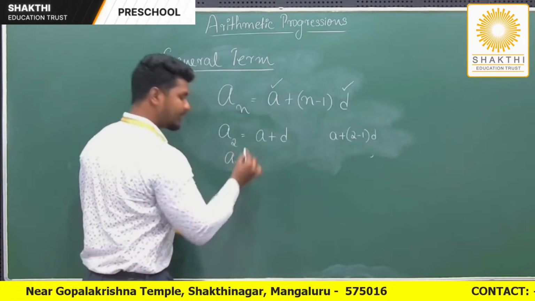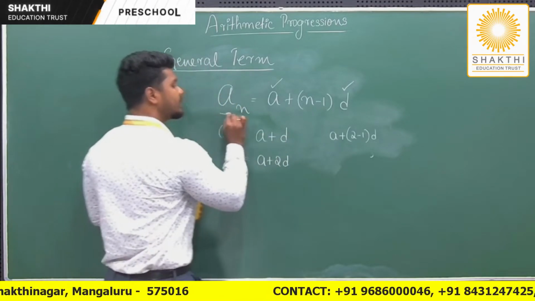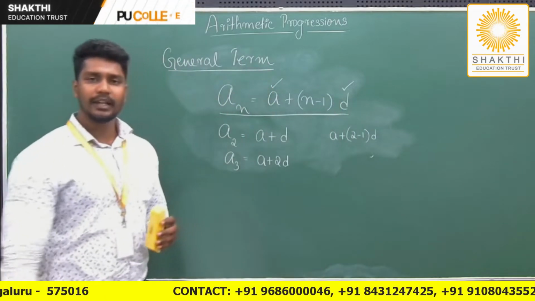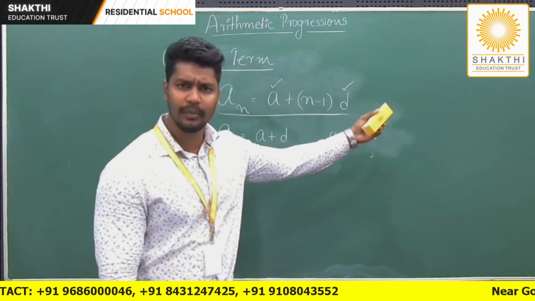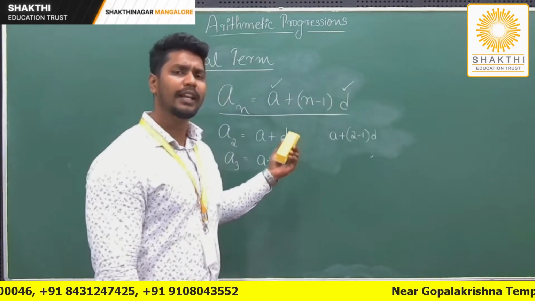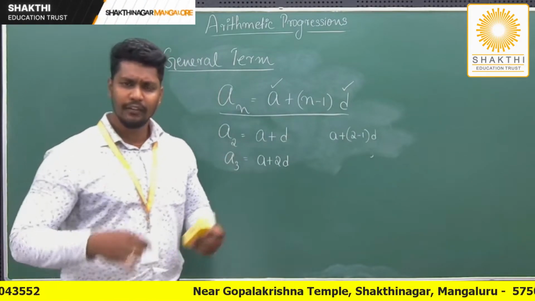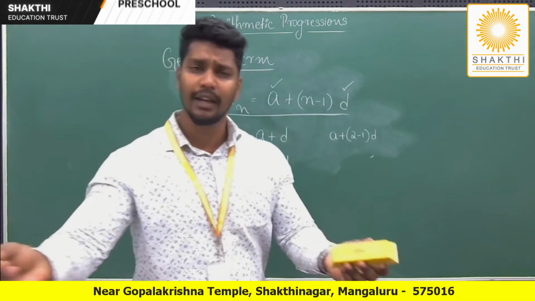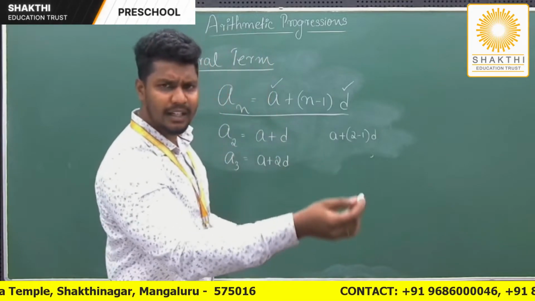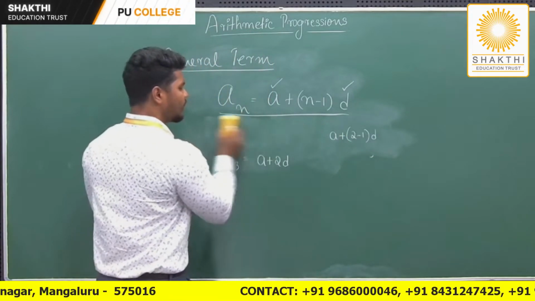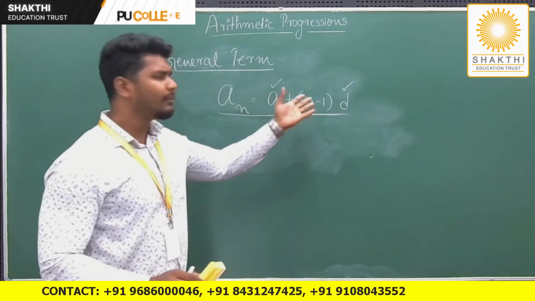Similarly, we can write A3 as A plus 2D. Now, the general term of an arithmetic progression is given as AN is equal to A plus N minus 1 into D. For example, if I say the ninth term, it will be N is equal to 9. So, we will have A9 is equal to A plus 8D. If it is the 11th term, it is A plus 10D. The 100th term is A plus 99D. The same way, any term given to us, we can just write it in this form. The general term of an AP is given as AN is equal to A plus N minus 1 into D.